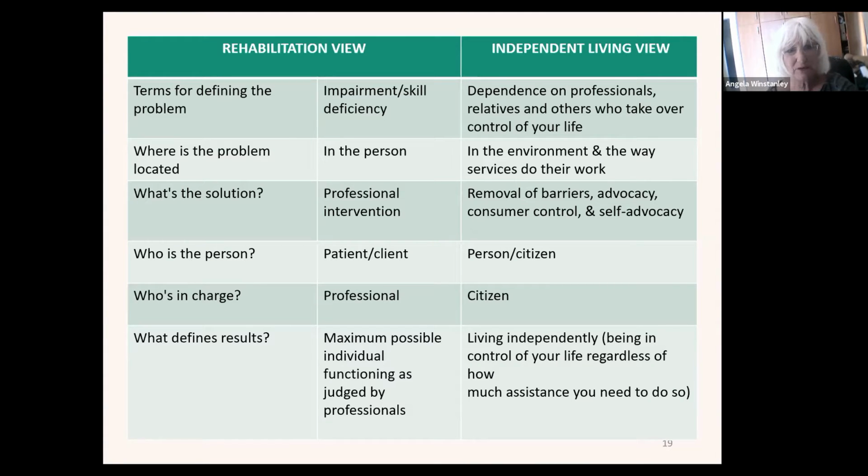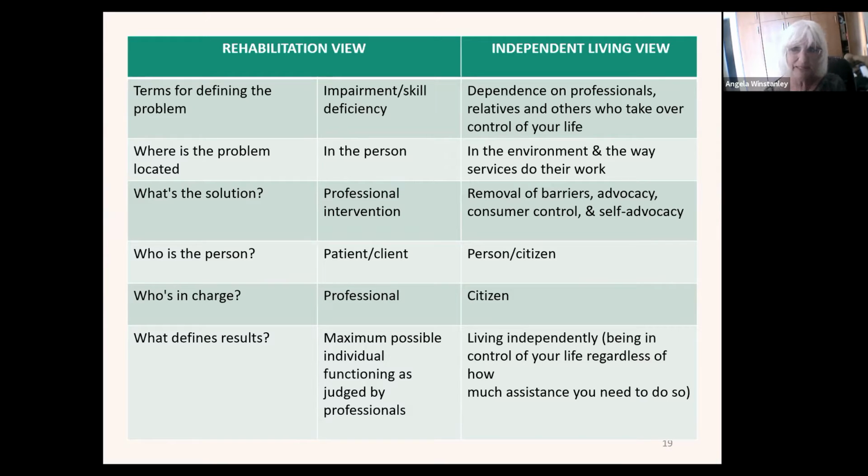Where is the problem located? In the person. What's the solution? Professional intervention. Who is the person? Patient or client? Who's in charge? The professional. What defines results? Maximum possible individual functioning as judged by professionals. Now that language is very much saying that here we have a situation where things are done to people.